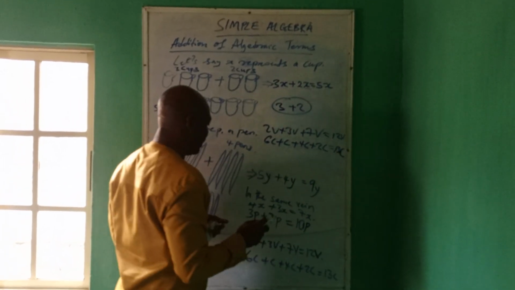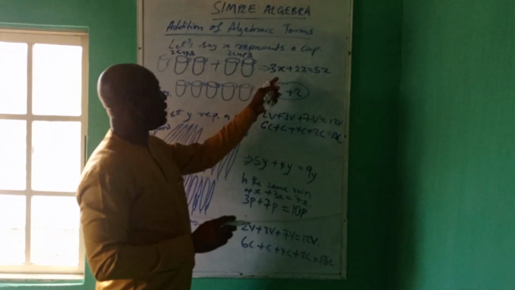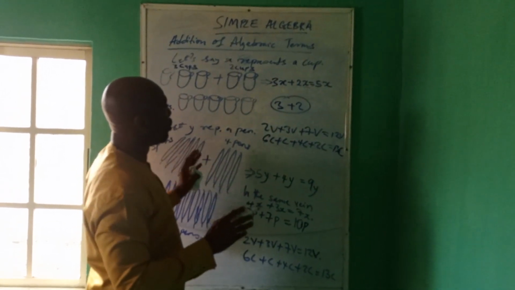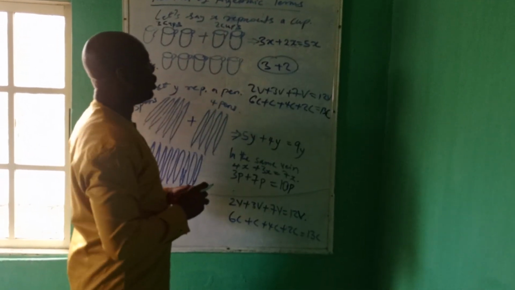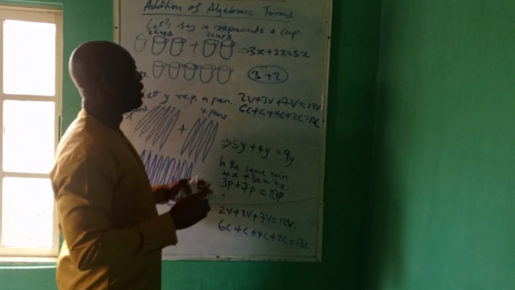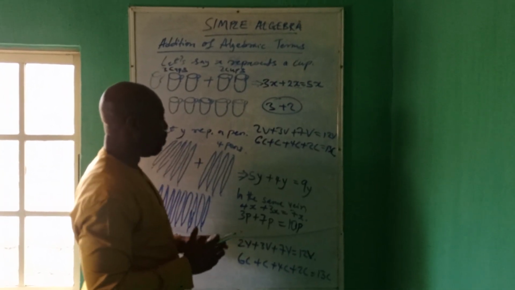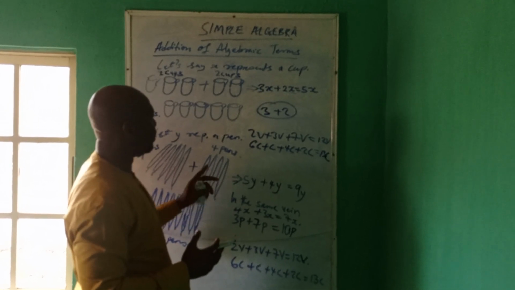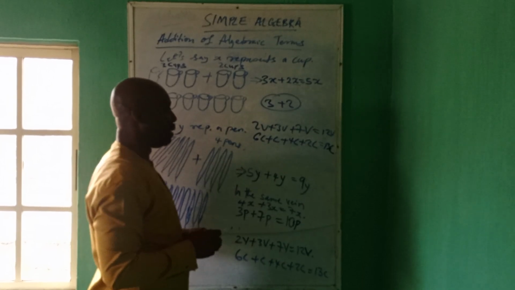So this is the addition of algebraic terms. All these things are called terms, algebraic terms. But in this case, we are just adding like terms. Little by little, we are going into higher levels of simple algebra, but we are just starting. I will now take you to the subtraction of algebraic terms.